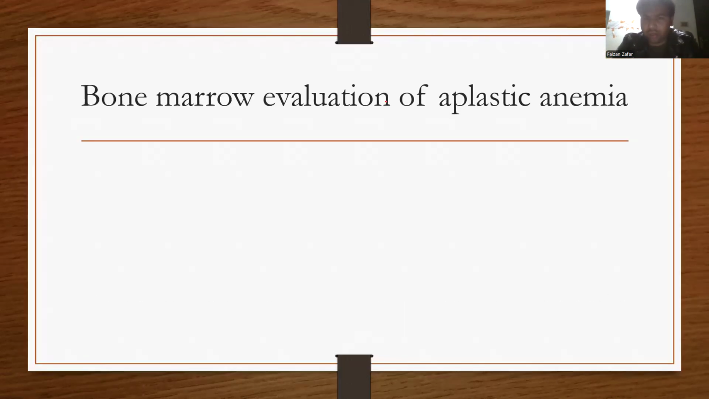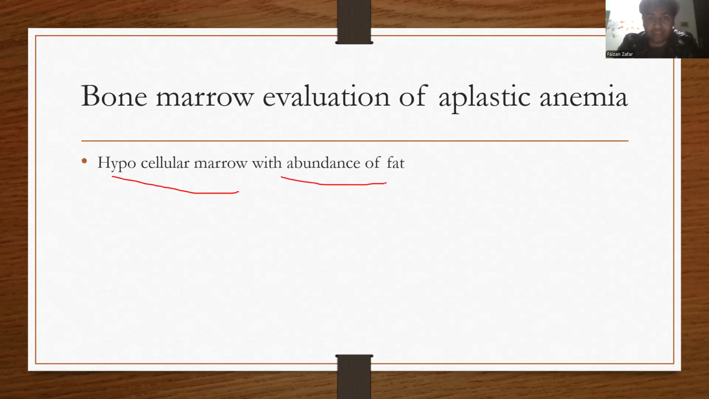So, bone marrow evaluation of aplastic anemia. What will you find in the bone marrow evaluation of aplastic anemia? In aplastic anemia, the bone marrow will be hypocellular with an abundance of fat. So hypocellular bone marrow with abundance of fat. That is the first high yield fact.